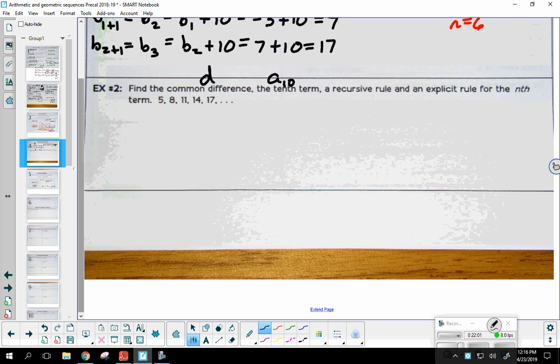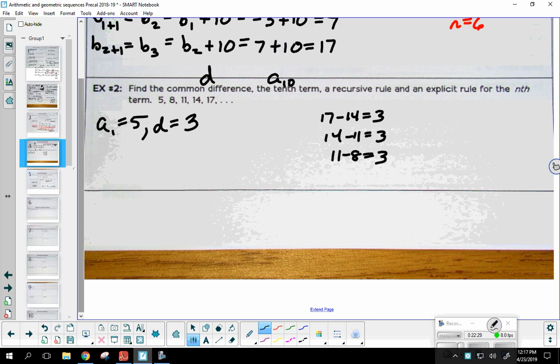What's the first term? 5. So I know a sub 1 equals 5. We already have that one. What's d? 3. You can tell that easily. Remember, yesterday we said take a pair of consecutive terms, those right next to each other, and just subtract them. So 17 minus 14, that's 3. 14 minus 11, 3. 11 minus 8, 3. That number you get over and over again is your common difference. That's why we call it the common difference. It's common to every one of them, and you found it through subtraction. We're not creative when it comes to naming things. Okay, so we got the common difference. That was easy enough.